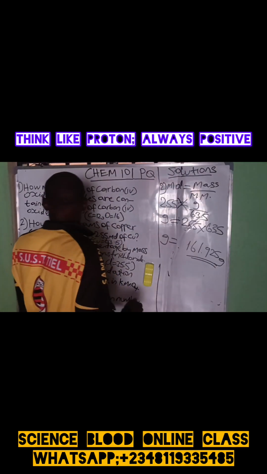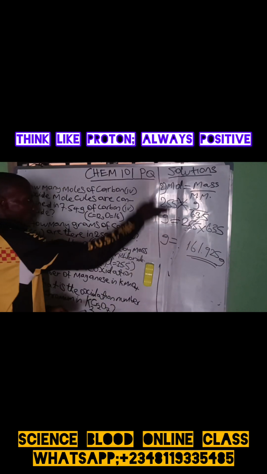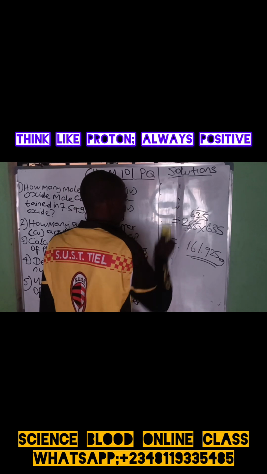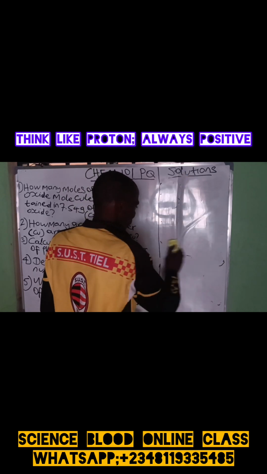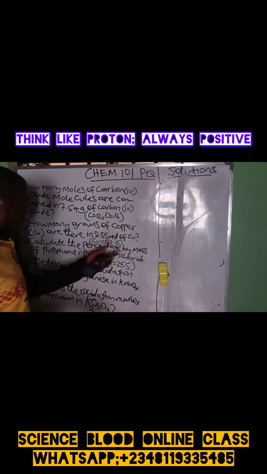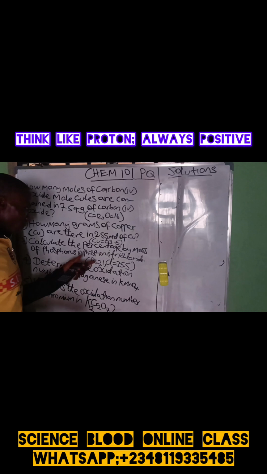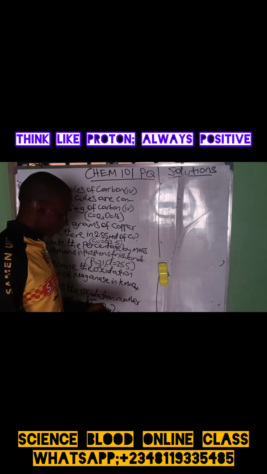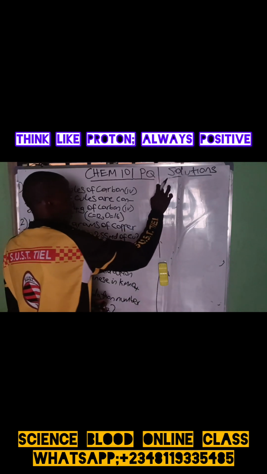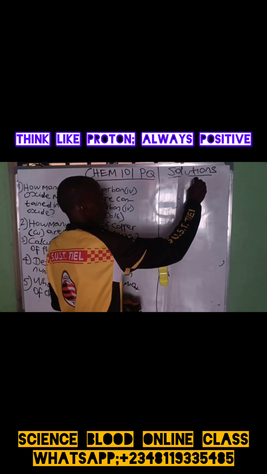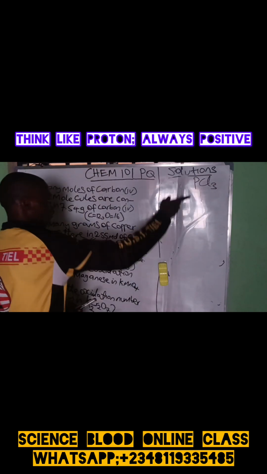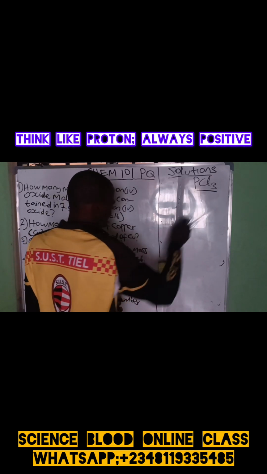Okay, let's continue for the third question. Hope you are done with this. Let me clean up this. For the third question, we should calculate the percentage by mass of phosphorus in phosphorus trichloride. Okay, trichloride. So this is the chemical formula for phosphorus trichloride, which is PCl3.